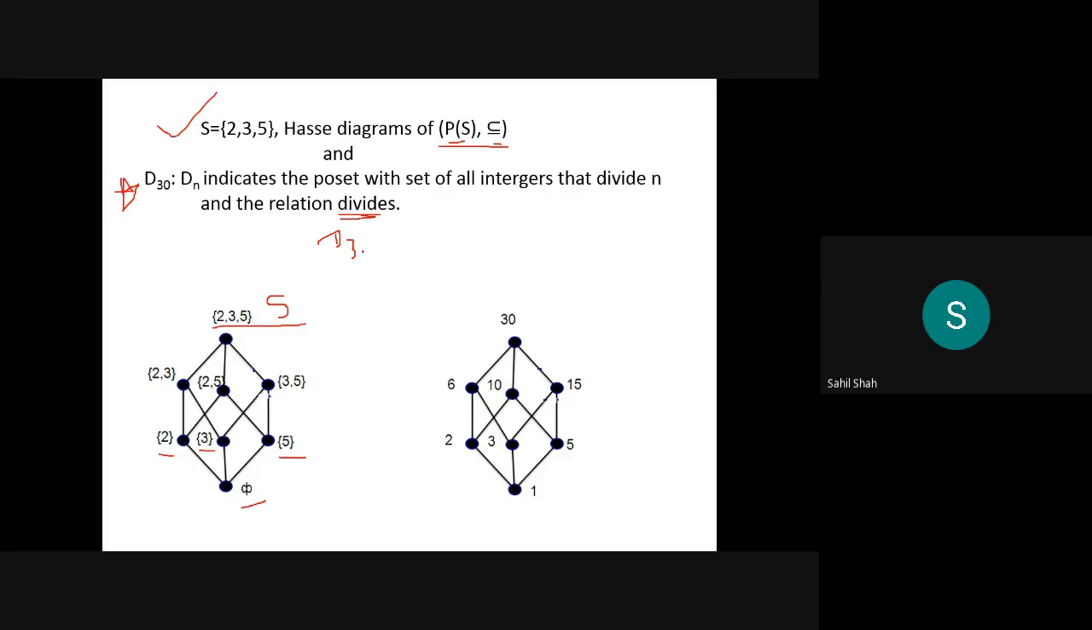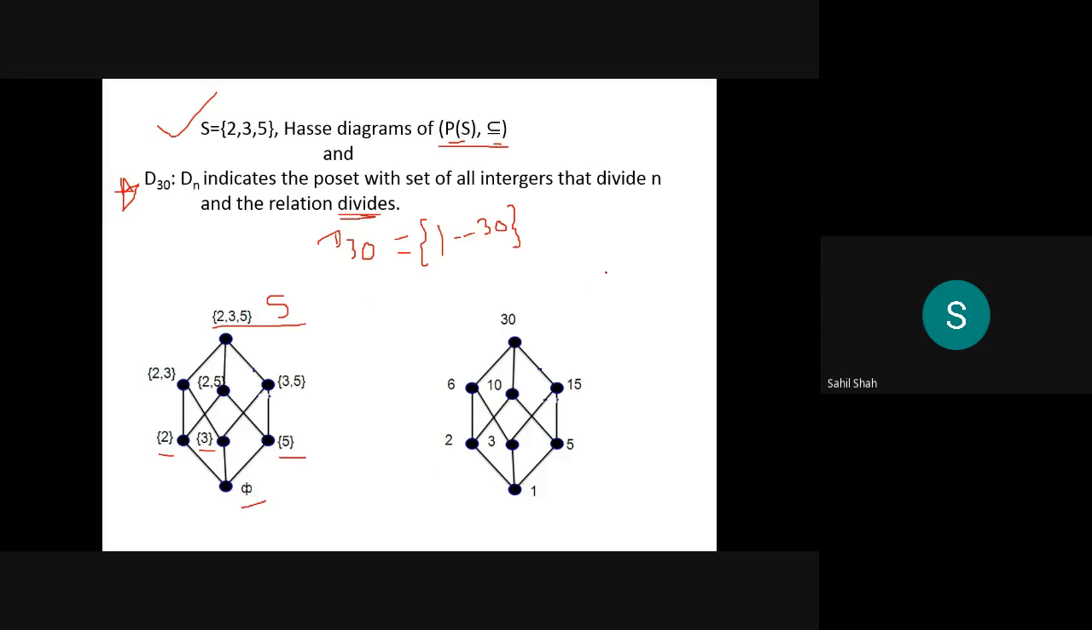D stands for divides by. Okay. D30 is a set of all integers from 1 to 30 in such a manner that all these numbers are dividing 30 by integers. You can see it indicates the POSET with the set of all integers that divide n. N in this case is 30 and the relation is divides by. There should not be any remainder. So let us check out.